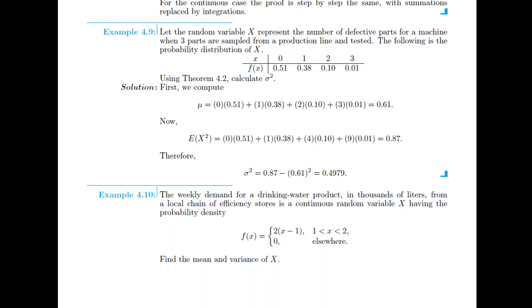Solution: first we compute mu equal 0.61. Now expected value of x square equal 0.87. Therefore, sigma square equal 0.87 minus 0.61 square equal 0.4979.